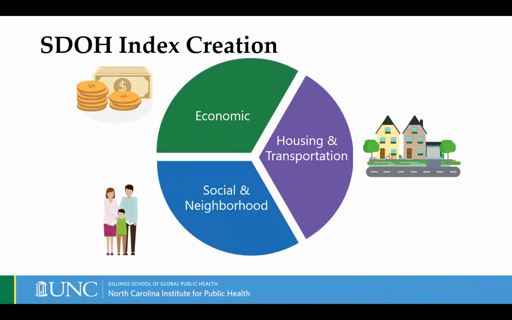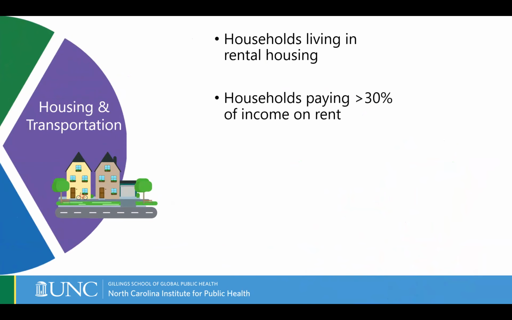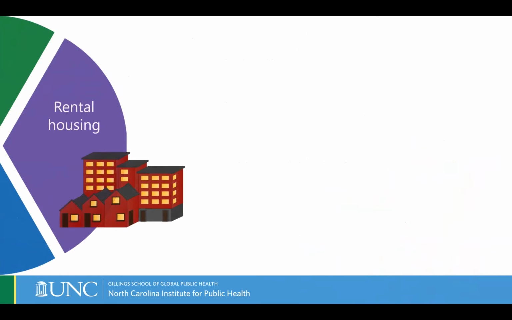So now let's look at the next domain, which is housing and transportation. This category consists of households living in rental housing, households spending over 30% of their income on rent, households who do not have access to transportation, and finally, crowded households, which is defined as more than one person per room.